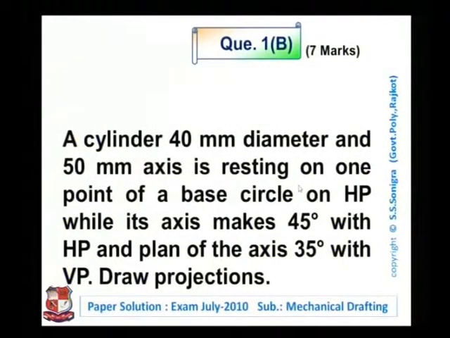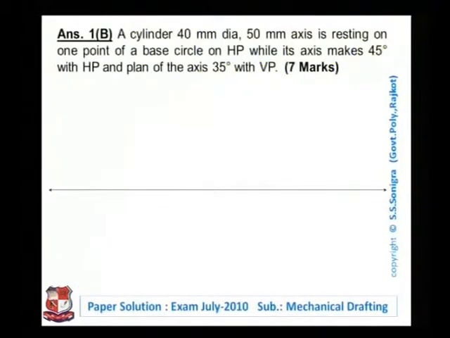Now next problem. Question number 1B asked for 7 marks. A cylinder 40 mm diameter and 50 mm axis is resting on one point of a base circle on HP, while its axis makes an angle of 45 degree with HP and plan of the axis 35 degree with VP. Draw projections. So here what is given? A cylinder is given, diameter and height are given to us. It is resting on one point of the base circle on HP.